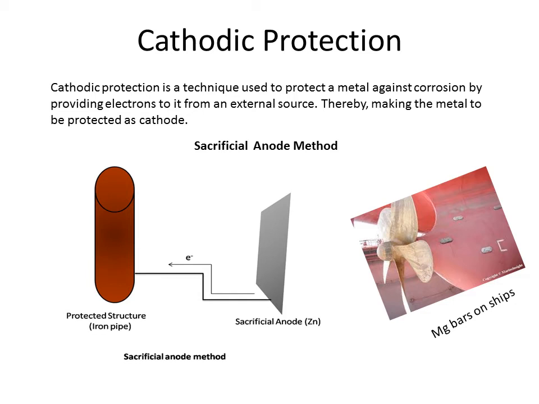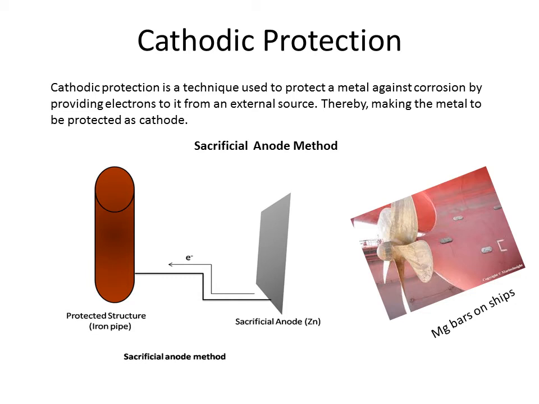So as the name indicates, sacrificial anode method. In this method, the structure to be protected has to be connected through an insulated copper wire to a sacrificial anode. It means the structure to be protected has to be connected to another metal which is anodic in nature, meaning it has to have a lower electropotential value.